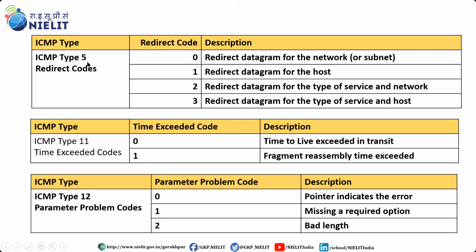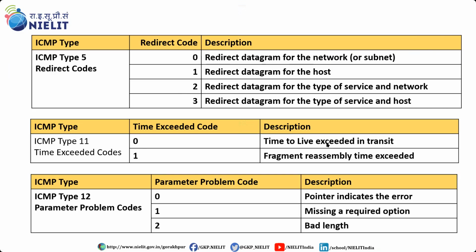So a router can send type 5 with code 0, meaning redirect datagram for the network, for the entire network. Redirect code 1 means redirect datagram for the host. For a particular host, the redirect will be applicable. So these are the different messages. Similarly, ICMP type 11 is time exceeded. Under type 11, code 0 means TTL exceeded in transit.